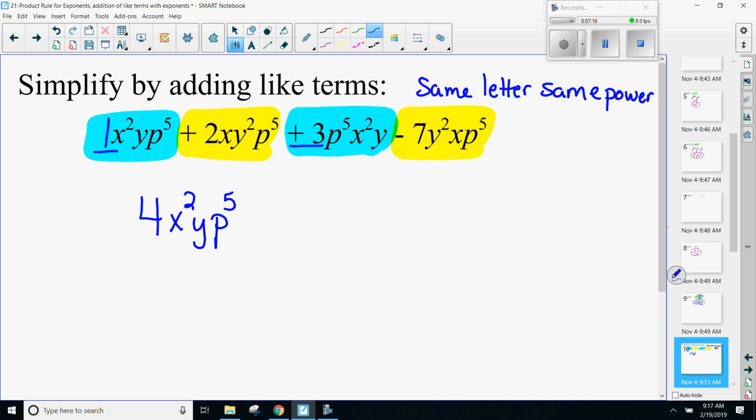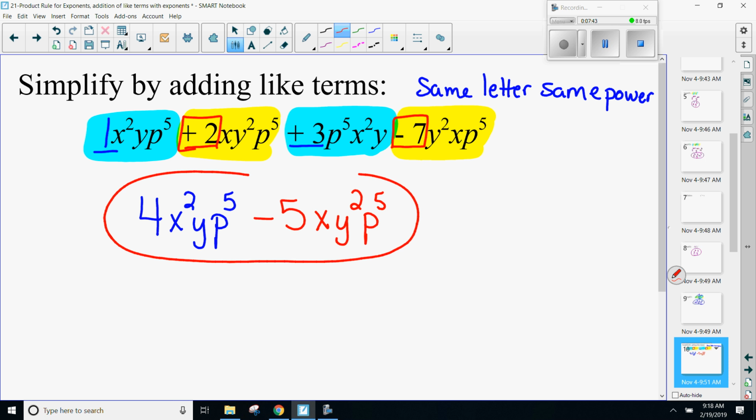Simplify the next part. 2 minus 7. What is positive 2 and negative 7? Negative 5. Keep the letters the same. The order of the letters, they're in a different order, that's okay. Just they have to be the same to the same power. This is your simplified answer.